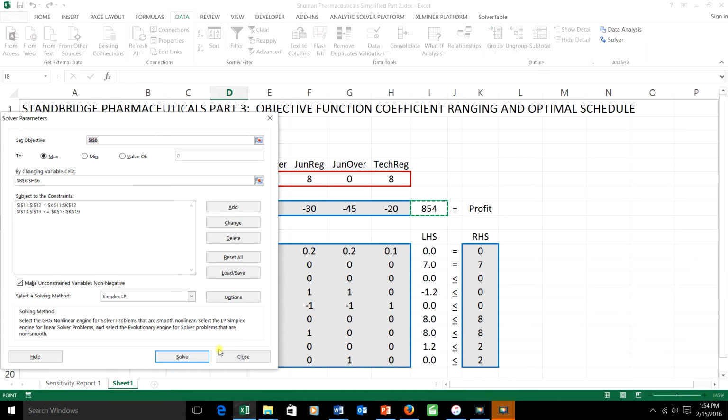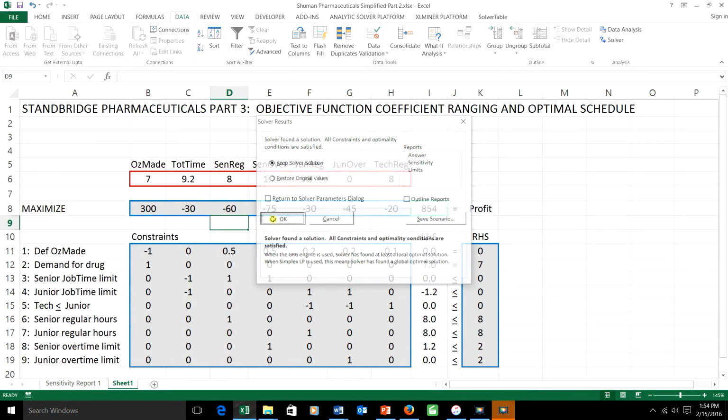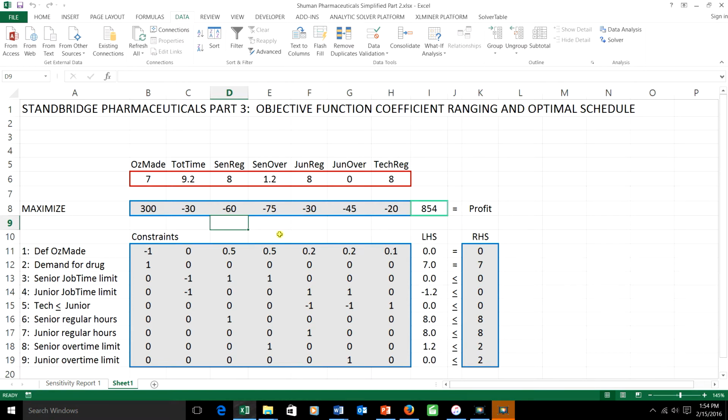I'll go into Solver, and I'll say solve. And as you'll notice, frankly, Solver says, nope, 854 is the best we can do. If the senior chemist gouges us for an extra $10 an hour, there's nothing we can do about it other than simply pay it. But I hope that you see that if the senior chemist got too big for his boots, eventually that would change.